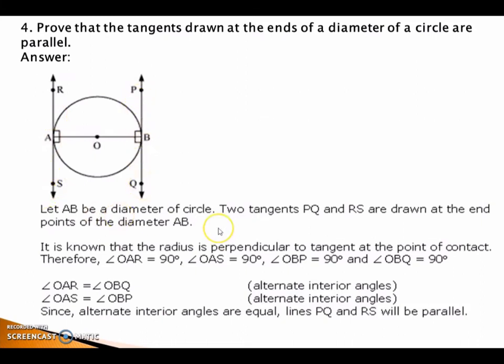For that we will say that angles RAO and SAO are 90 degrees, because we know that the radius and tangent are perpendicular. Also OB and PQ are perpendicular. Radius is perpendicular to the tangent. So these two angles are also 90 degrees each.